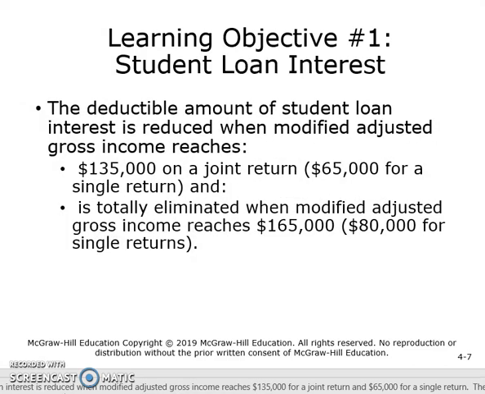The deductible amount of student loan interest is going to be reduced when modified AGI reaches either $135,000 on a joint return or $65,000 for a single return, and will be totally eliminated when modified adjusted gross income reaches $165,000 or $80,000 for single returns. So you can see the phase out range for a joint return is $30,000, and for a single return, it's $15,000.